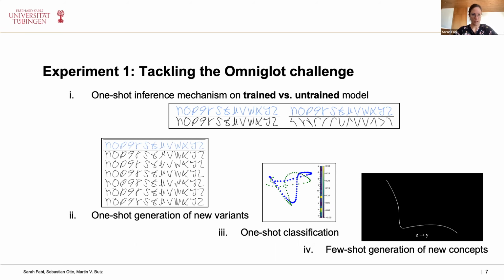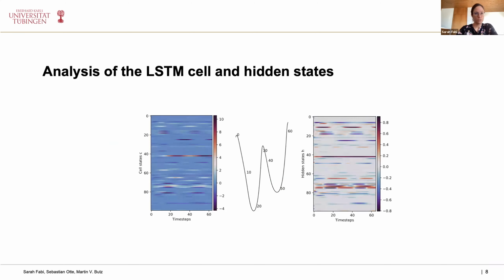But of course, until now, we can say, okay, the task worked quite well, but is it really compositionality that helps us solve the Omniglot challenge? We cannot really be sure about it. So we wanted to investigate that a bit further. And this is why we looked at the hidden and cell states of the LSTM cells, because we thought that the components might be represented there. So let's have a look.